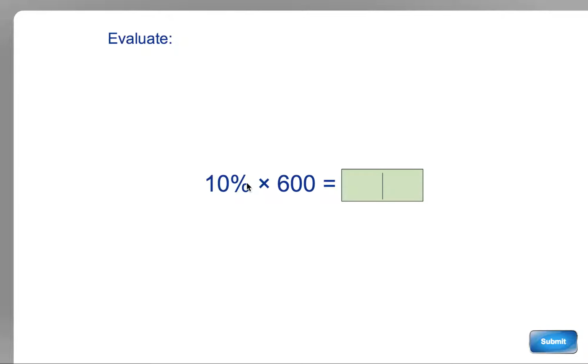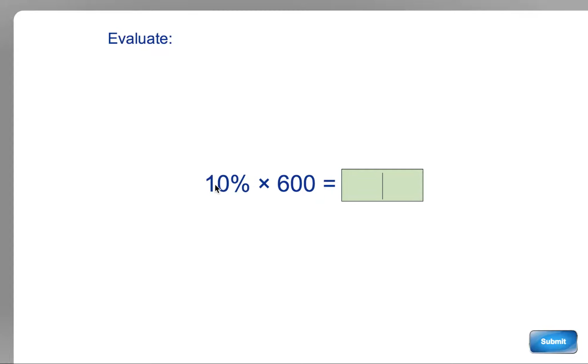When calculating percentages of something, it's useful to think of this multiplication as being "of." So it's asking you for 10% of 600. Okay. So 10% of 600 just means we've got to divide 600 by 10.